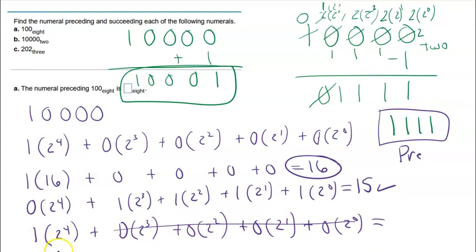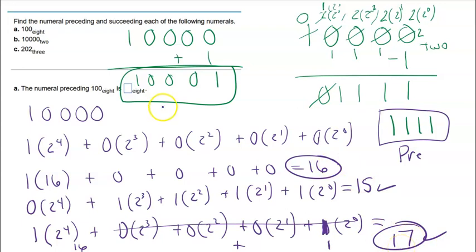1 times 2. Oh, whoa, whoa, whoa, whoa. Did I do that right? No, that's supposed to be a 1. That's not a 0. Okay, so that's a 1 down there. What's 1 times 2 to the 4th? That's 16 plus 1 is 17. Is that the succeeding number? Yes, the digit after 16 is 17, so we've done this right.